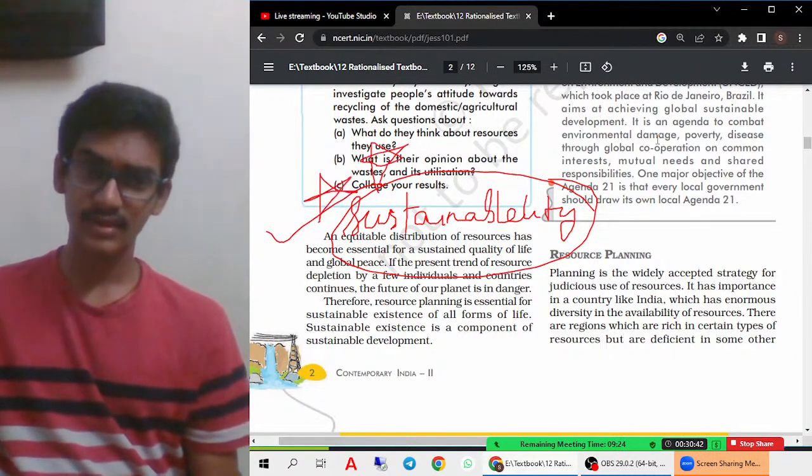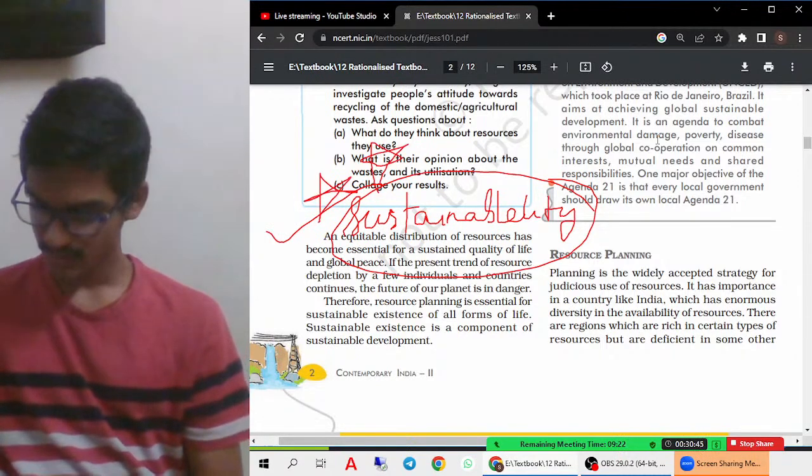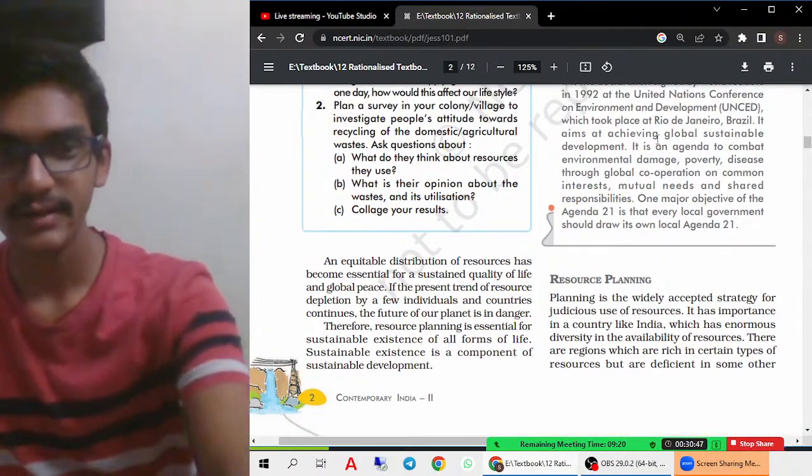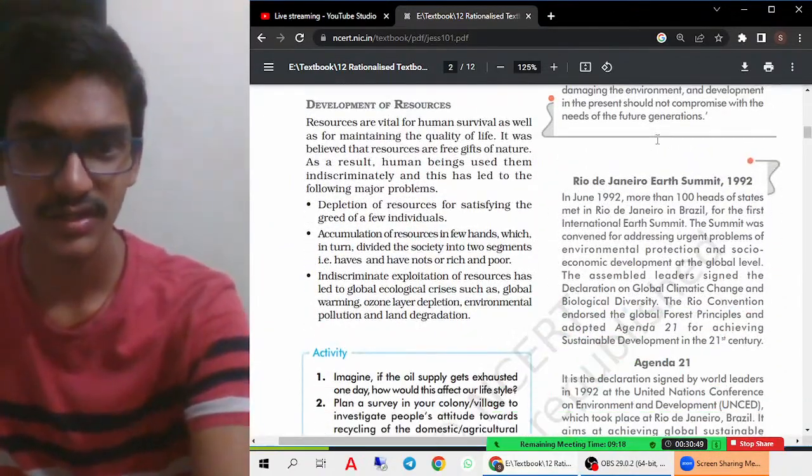Economics also has this. So this is very much important, which you must remember. Okay. That will actually help us understand. The sustainable definition is given.